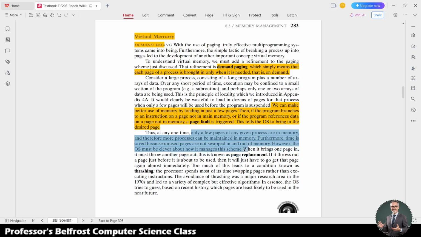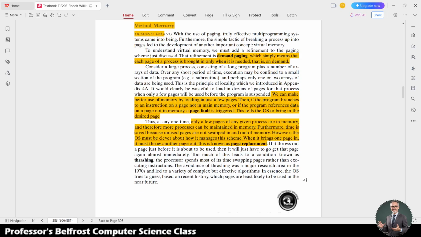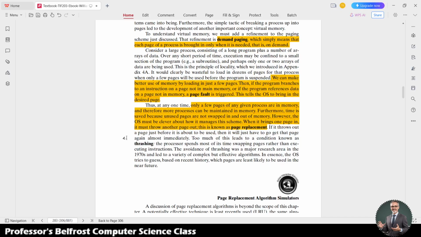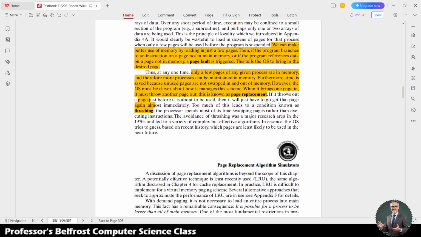But then the OS has to be clever about how it manages this, and this is called page replacement. And if we replace pages that we will soon need again, we end up doing some thrashing.